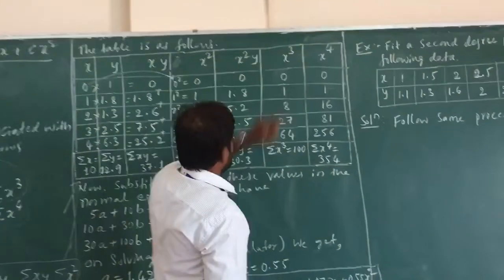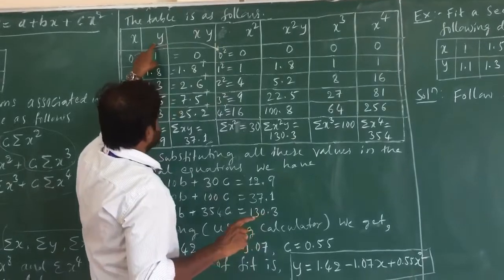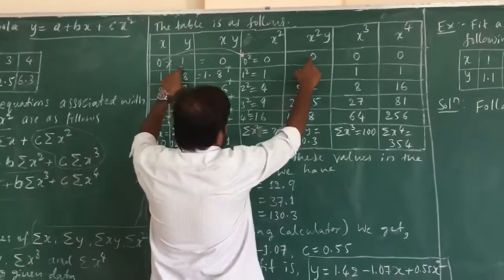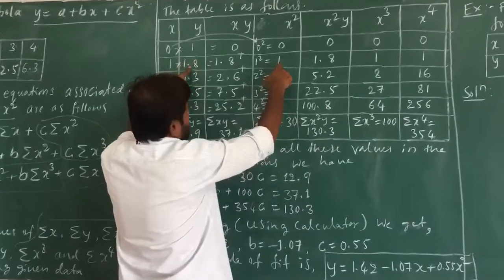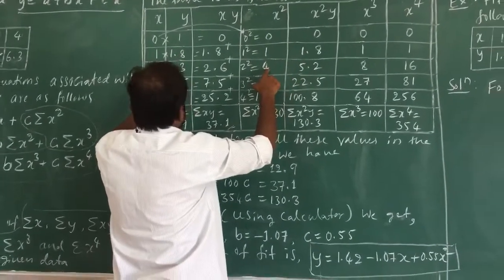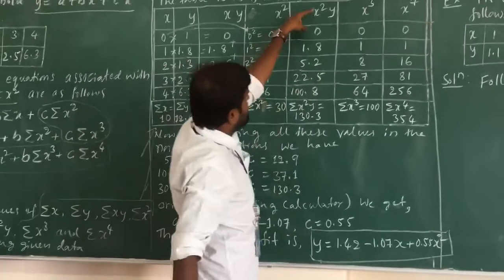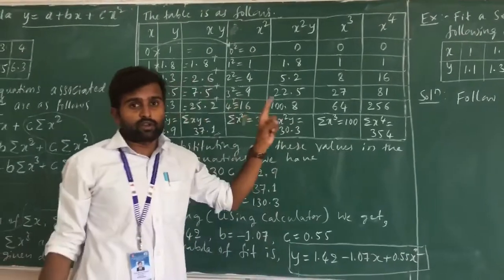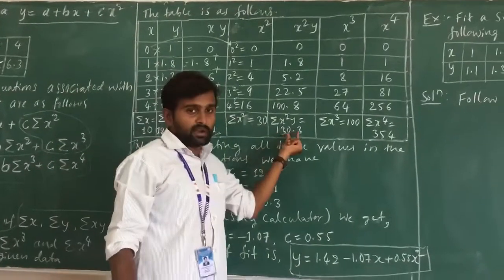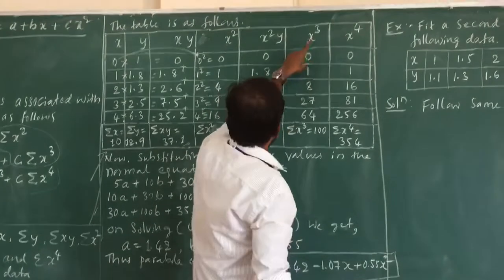Then x square into y. Take x square, then multiply with y. 0 into 1, 1 into 1.8, 4 into 1.3, 9 into 2.5, like this. After that, again add these values. You get the sum of x square into y is 130.3.